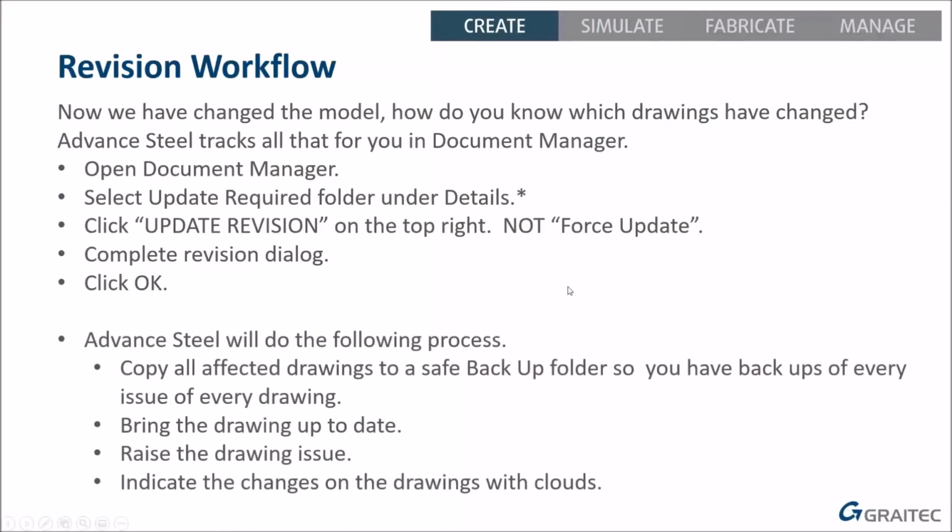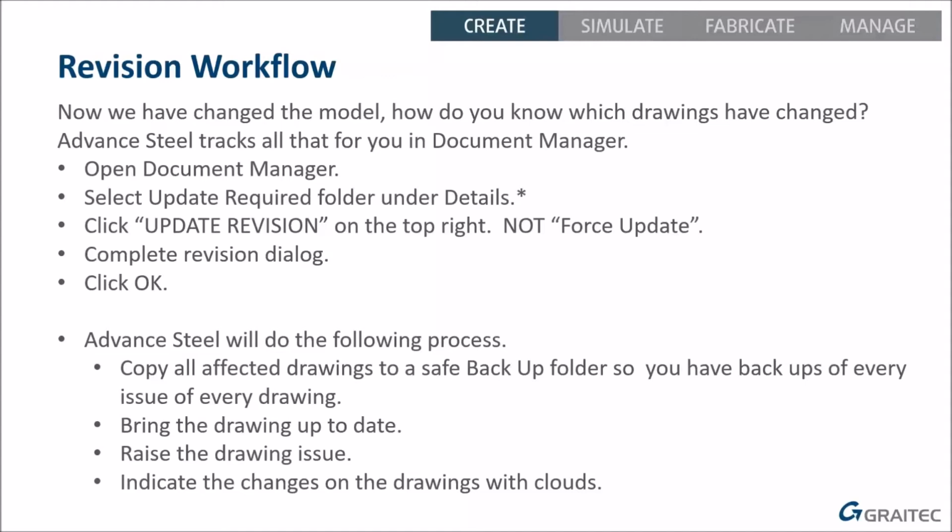So when you click that update revision, this is what it does in the background. It copies all the affected drawings into a safe backup folder. And that will mean that you eventually have a backup of every single issue of every single drawing. So if you need at any point for some reason to compare version F to version C, you can do that.